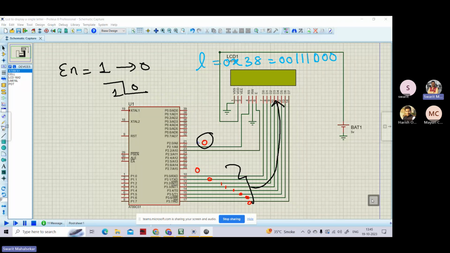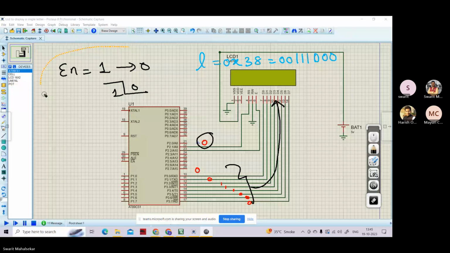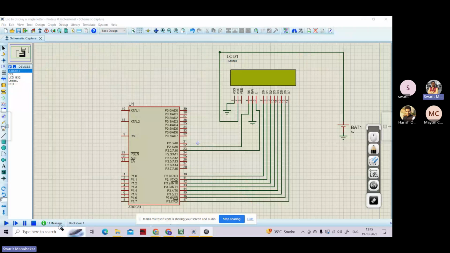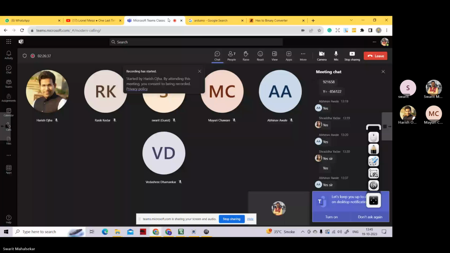Is this part clear, guys? Just reply. Is this part clear? Please reply, guys. Hello, am I audible? Yes, sir.